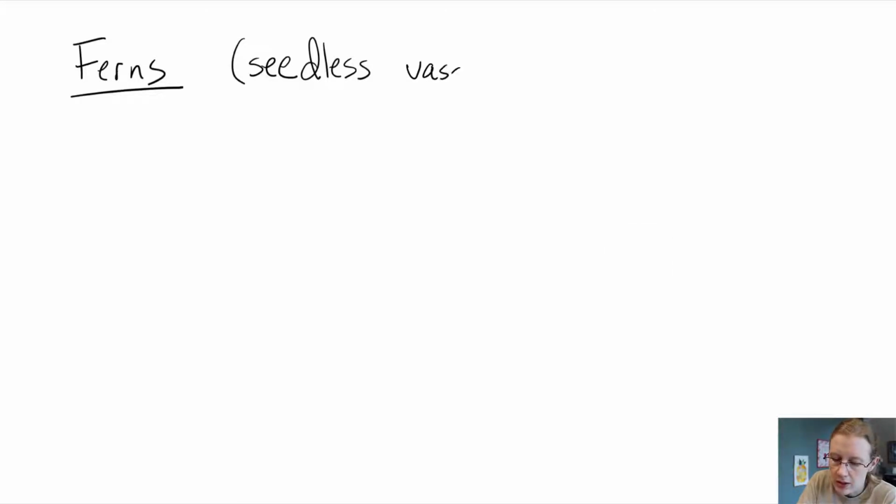So ferns are called the seedless vascular plants. They do not produce seeds. Instead, they produce spores. So we say they are seedless, but they do have vasculature. So they're a little bit more complex than the mosses, than the bryophytes. In that sense, they do have a vascular system. So we call them the seedless vascular plants.